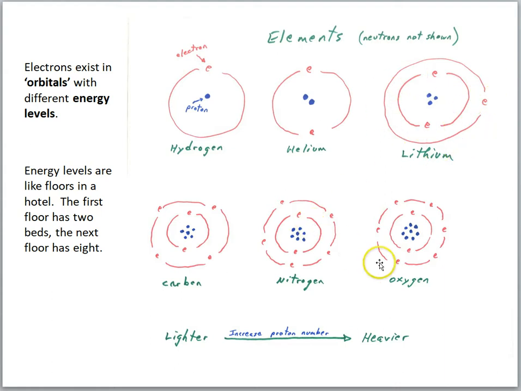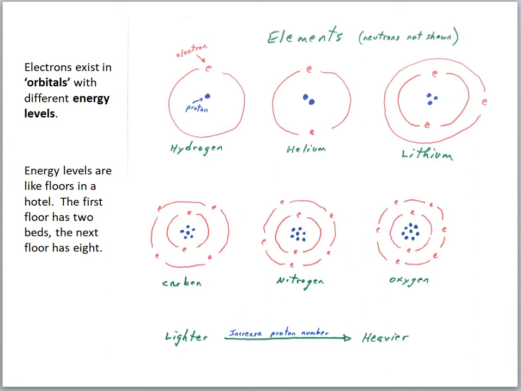So you'll notice, take an atom like oxygen. Oxygen has 8 protons. The first floor of the hotel is occupied with 2 of the electrons. So 8 protons here and 2 of the electrons here, and 6 of the electrons on the second floor of the hotel. Now notice the second floor of the hotel can hold 8. So there are 2 empty beds in this atom of oxygen.